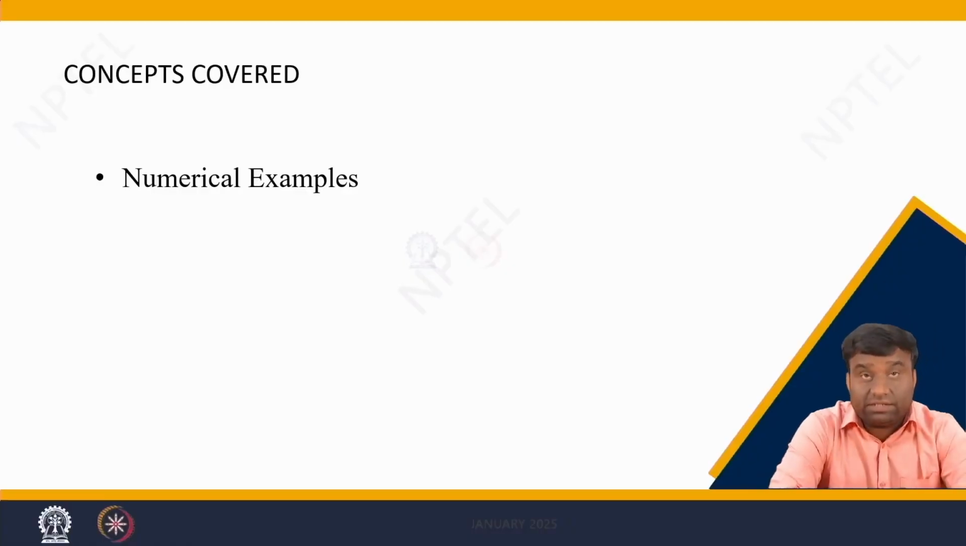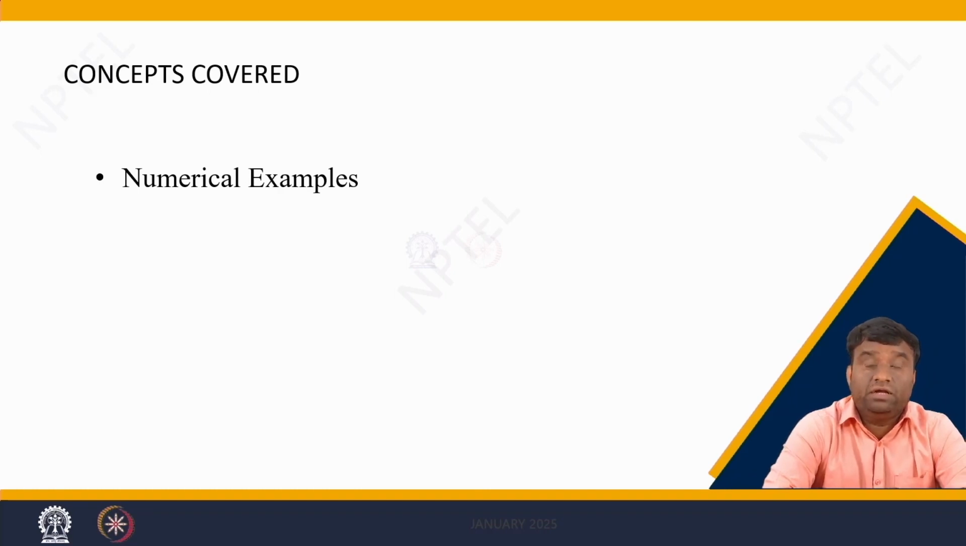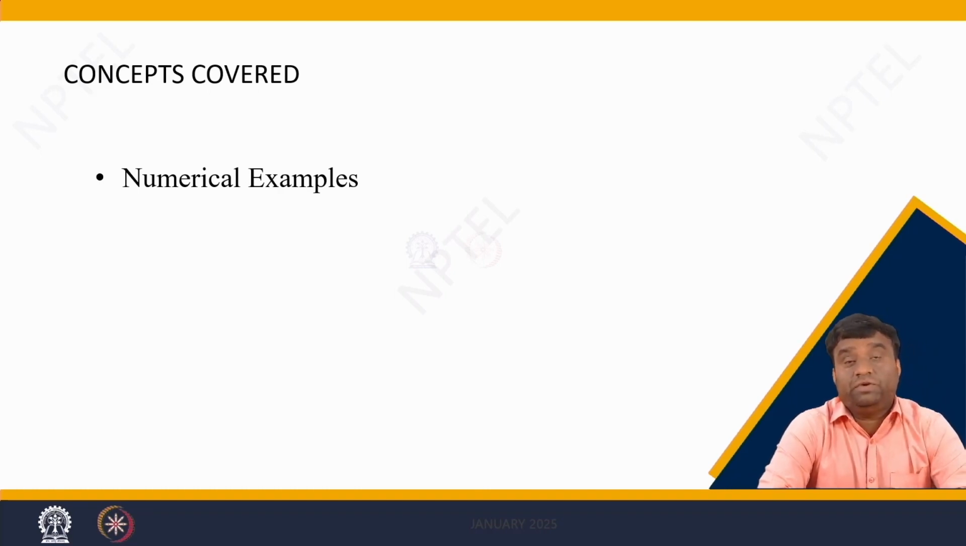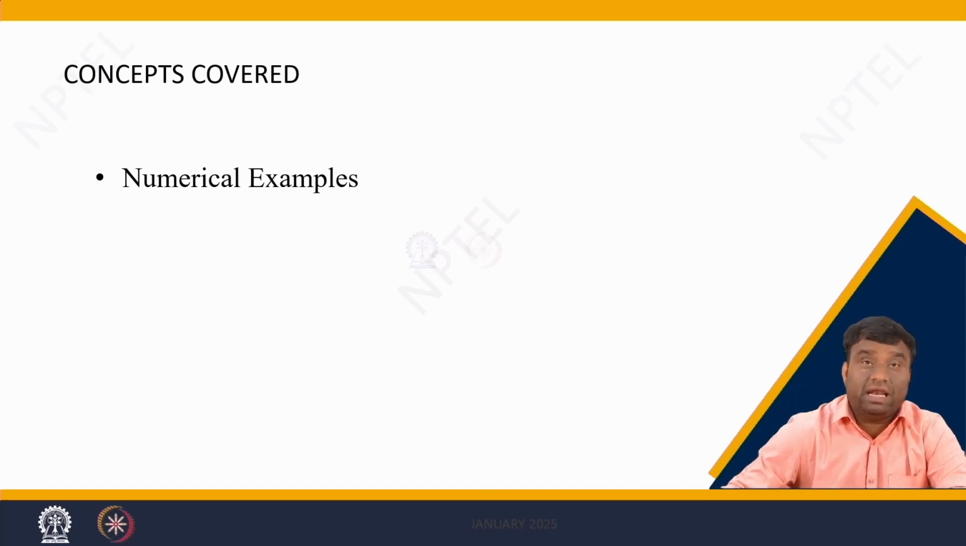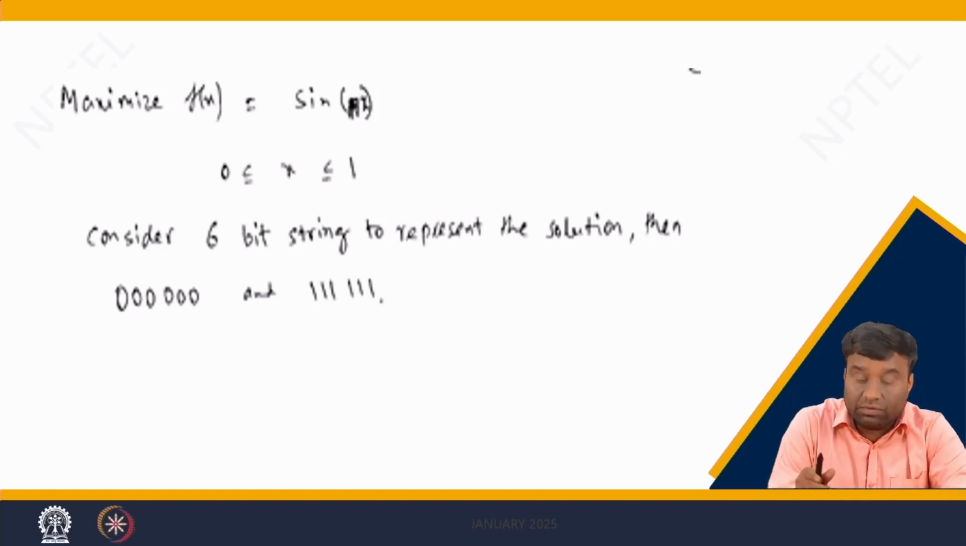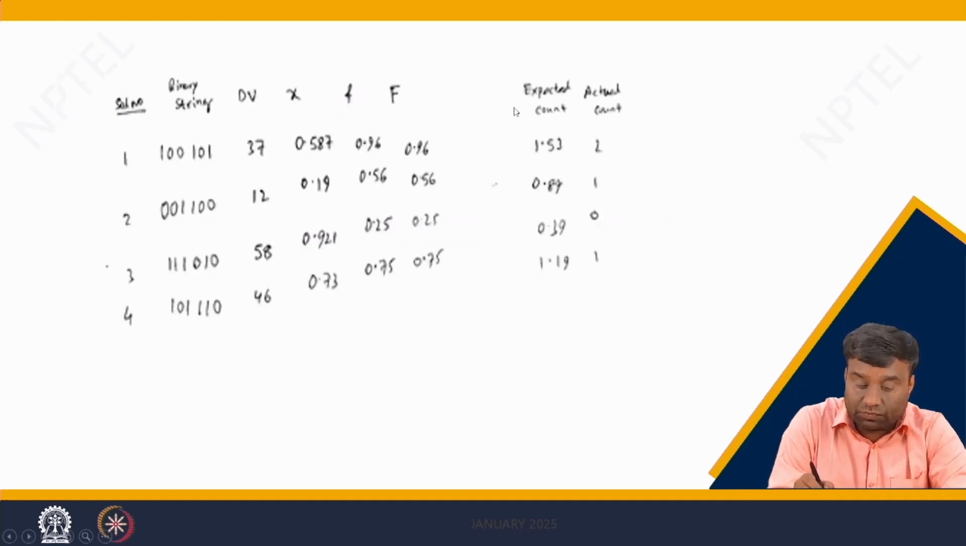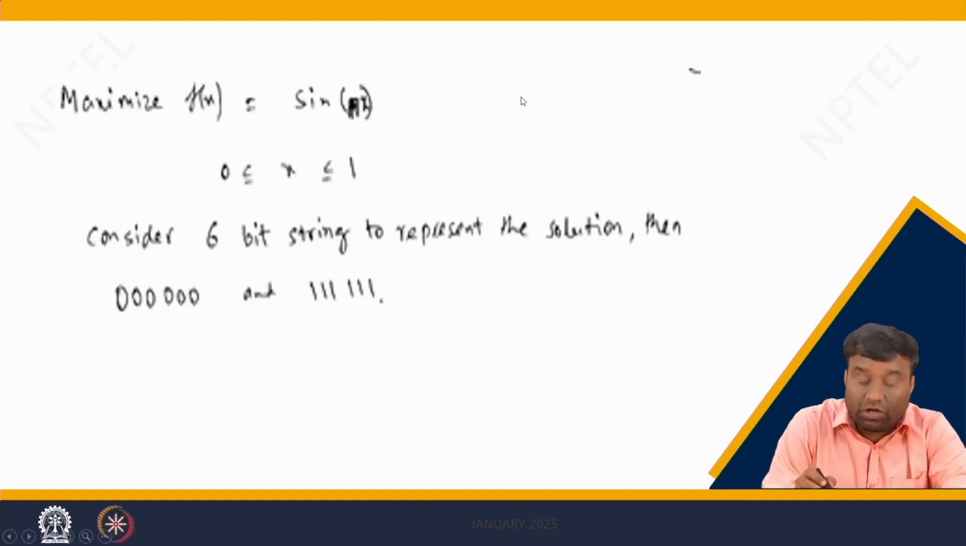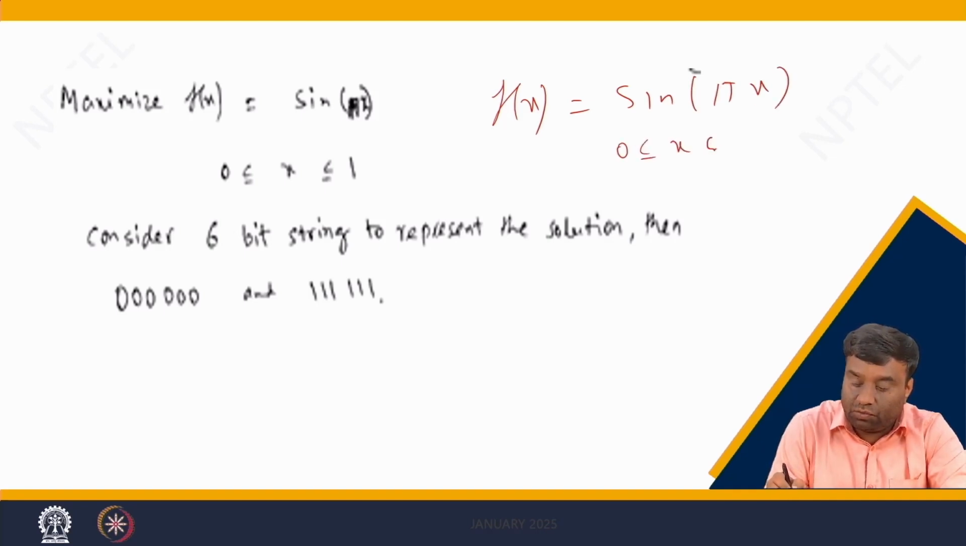So, in this module, we are solving numerical examples. We are solving numerical questions by using genetic algorithms. Today, we want to solve one question, that is: maximize f(x) equal to sine of pi x, where x belongs to the range from 0 to 1. We consider a 6-bit string to represent the solutions.